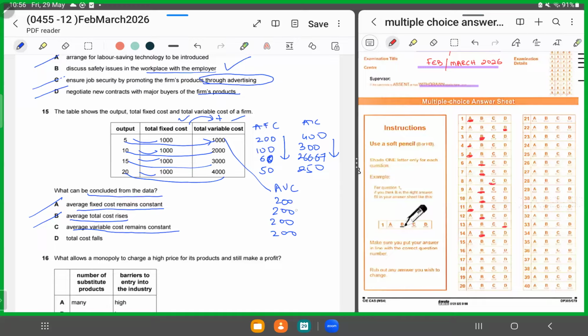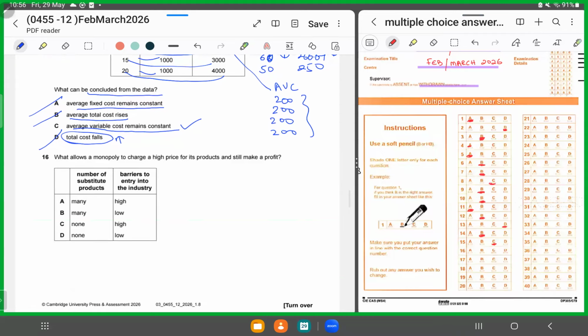So again, what did we get? We got the correct answer. That is, average variable cost remained constant. It was 200, right? So for 15, we'll shade it C. Total cost falls? We calculated total cost. Total cost kept on increasing, right? First it was 2000, then 3000, then 4000, then 5000. It kept on rising. It's not D. So 15, we'll shade it in C.